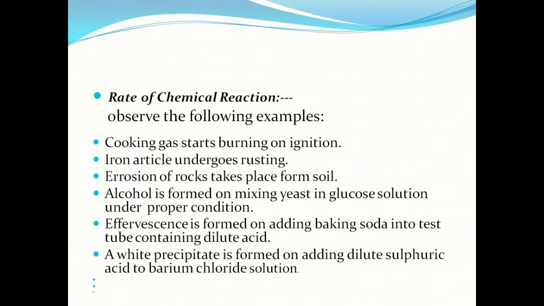Now students, assess yourself. Given the examples, which ones are fast and which are slow reactions? Rate of chemical reactions. The first reaction: cooking gas starts burning on ignition. Next is iron articles undergoing rusting. Rusting of iron articles is a slow type of reaction. Cooking gas burning is a fast type of reaction.